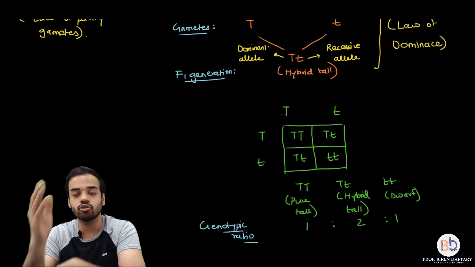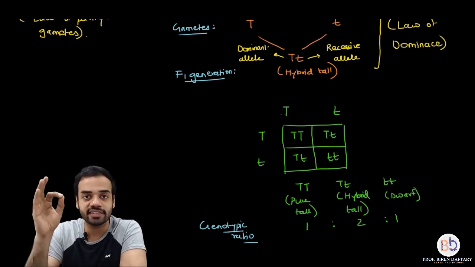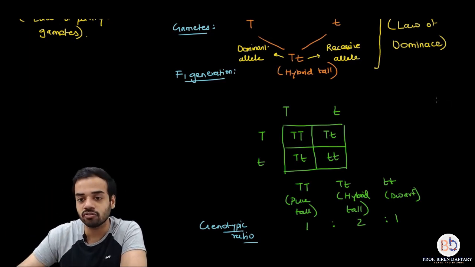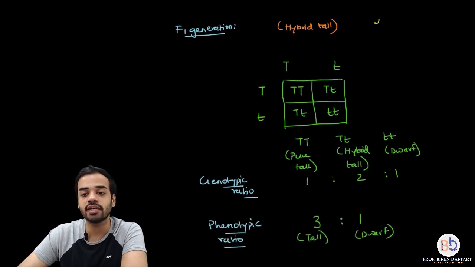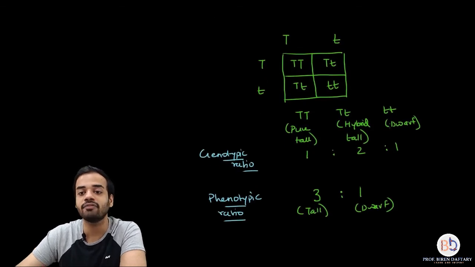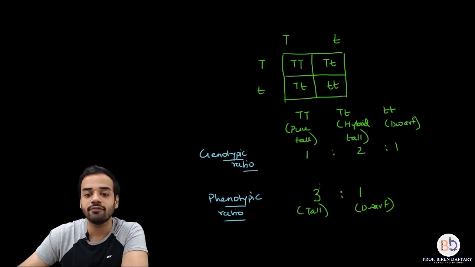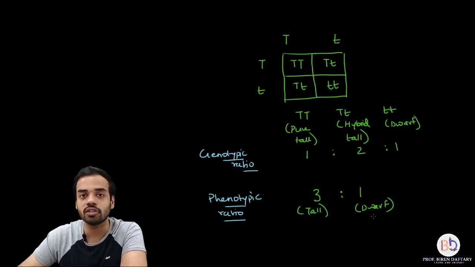Is that clear? So then when you want to show the second law of Mendel, you have to show the F2 generation, show the checkerboard or the Punnett square method, and please don't forget to write down the genotypic and the phenotypic ratio. Okay, genotypic is 1:2:1. Please write down pure tall, hybrid tall, dwarf, and phenotypic ratio is 3:1 tall to dwarf.